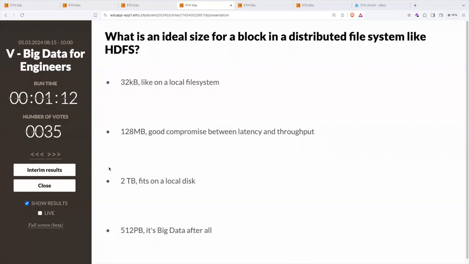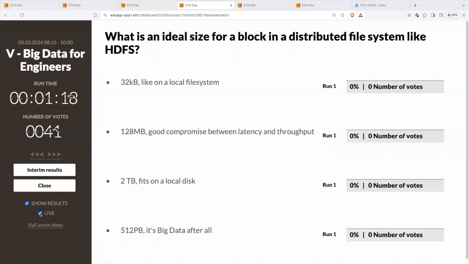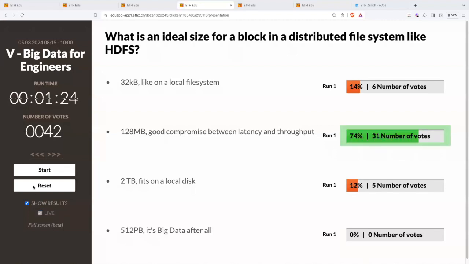All right. Somehow I sense that we will have a majority in here, and that the majority is correct. Congratulations. Indeed, 128 megabytes. I will explain, give you an intuition of that.